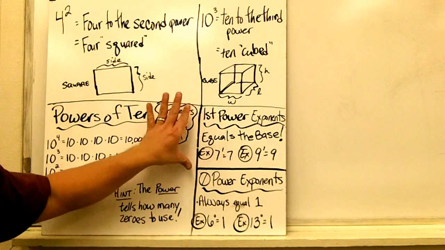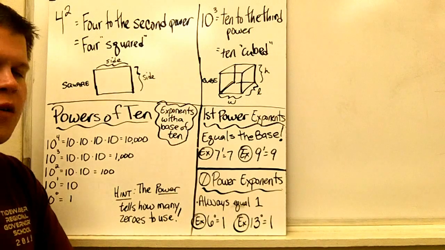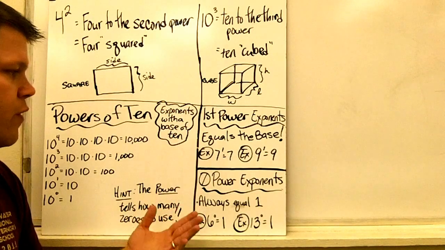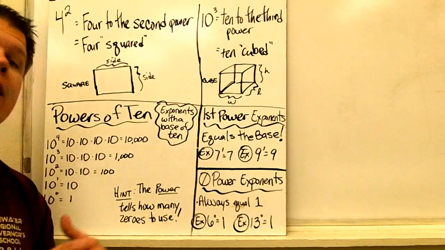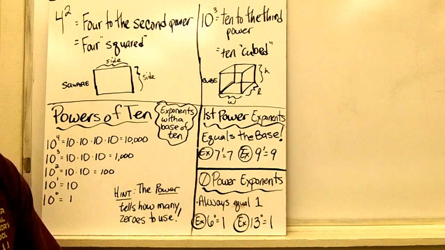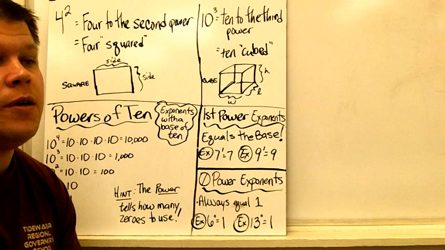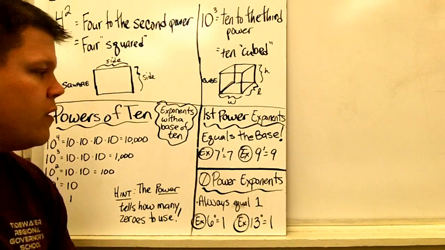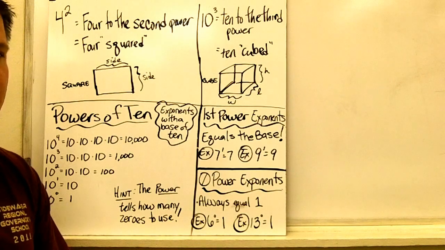Whenever we have a first power exponent right here, the first power exponent always equals the base that you're using. So 6 to the first power is going to be 6. 10 to the first power is going to be 10. A million to the first power is going to be, exactly, 5 to the first power is going to be 5. So these are valid as well.